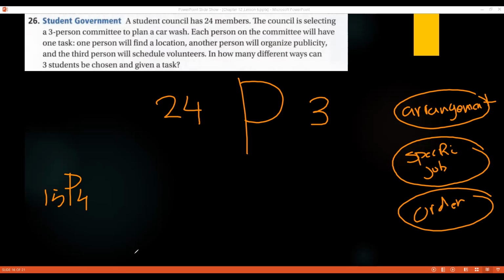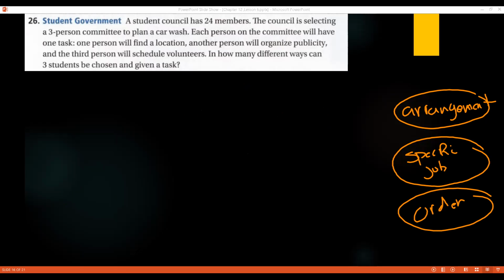Is it clear? Yes, teacher. Okay. So here you have to use the permutation of 24 or 3 students from 24. Then what you have to do? What's the formula? 24. The counting method. Counting methods how?